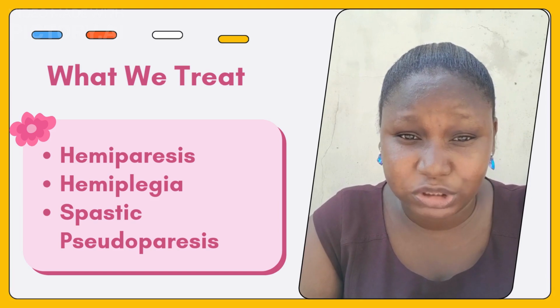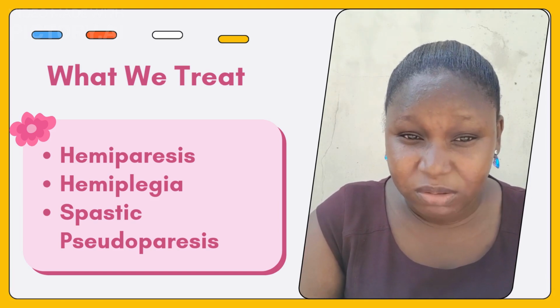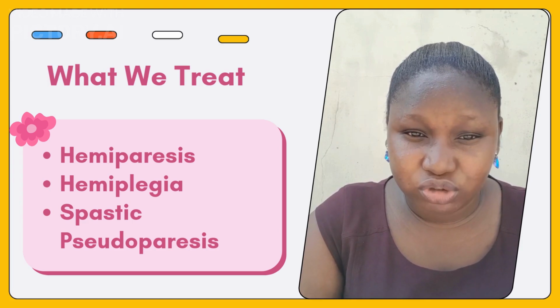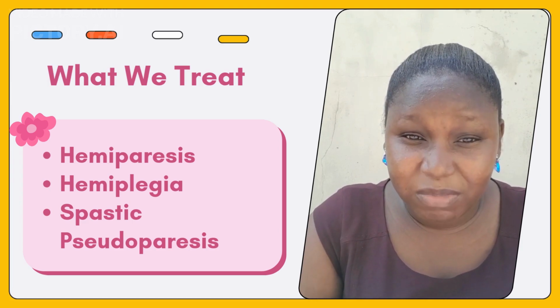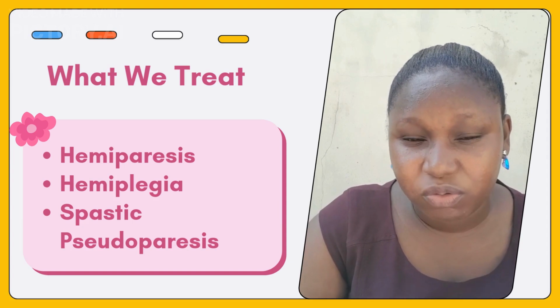So you can see a patient who has hemiplegia, which is one-sided paralysis of their body. Usually this occurs with stroke. We have patients with hemiparesis, which is weakness. We have pseudoparesis, usually the spastic pseudoparesis.